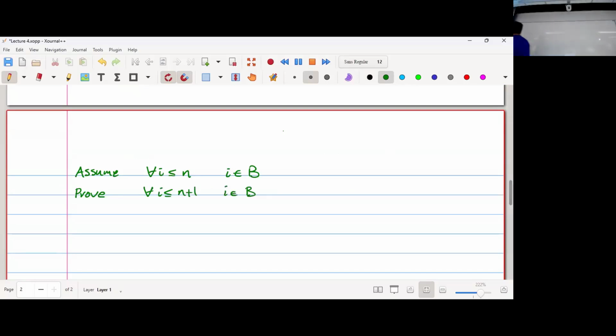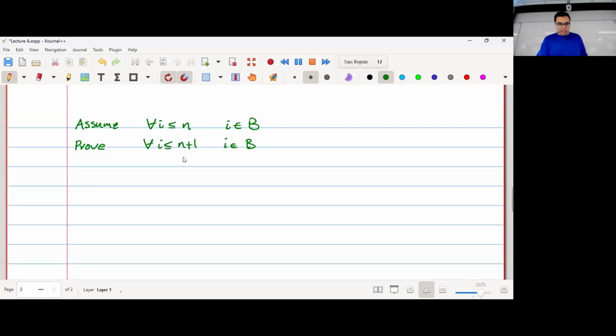But I already have most of what I want to prove as my assumption. So for every I that is less than or equal to n, I already know that it's in B. So the only thing I have to prove is that n plus 1 is also in B. So let's do that. I do this by contradiction. Suppose n plus 1 is not in B. What does this mean? This means that n plus 1 is in A.